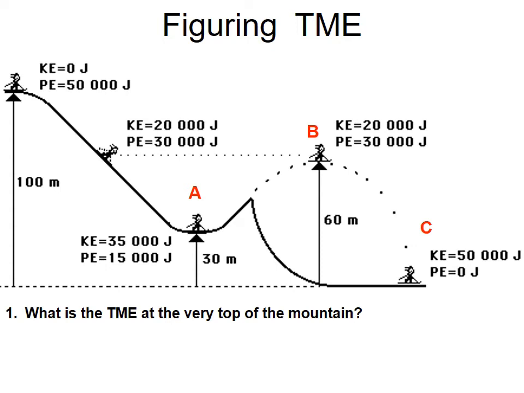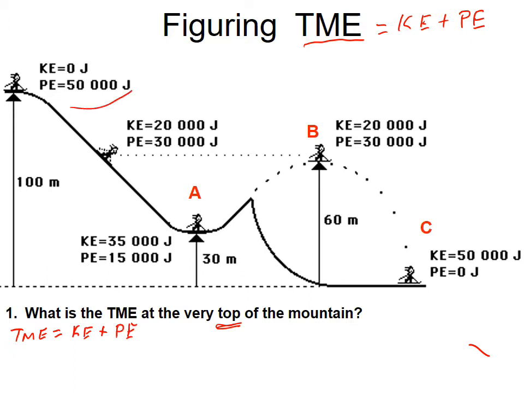So in this video, I'm just going to illustrate how you go about using the information found here on this ski jump to figure out the total mechanical energy. Just remember that total mechanical energy is equal to the kinetic energy plus the potential energy. So for the total mechanical energy at the very top of the mountain, again our equation is total mechanical energy is equal to the kinetic energy plus potential energy.